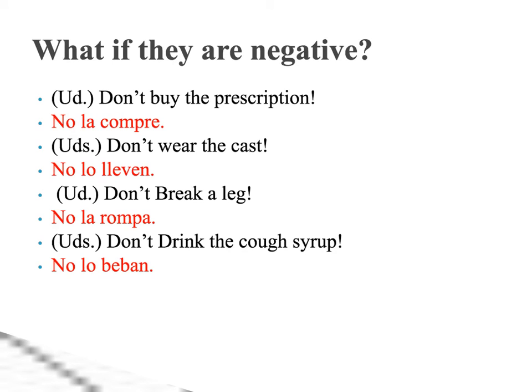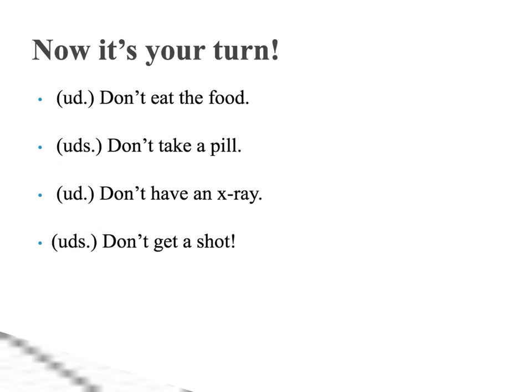So what if those same commands that we just practiced before are negative? We'd say no la compre. We put the la between the no and the command. No lo lleven. Don't wear the cast. Don't break a leg. No la rompa. Don't drink the cough syrup. No lo beban. You'll see that there isn't an accent on these commands. That's because the direct object pronoun isn't attached to throw off the pronunciation, so we don't need accents in the negative commands.